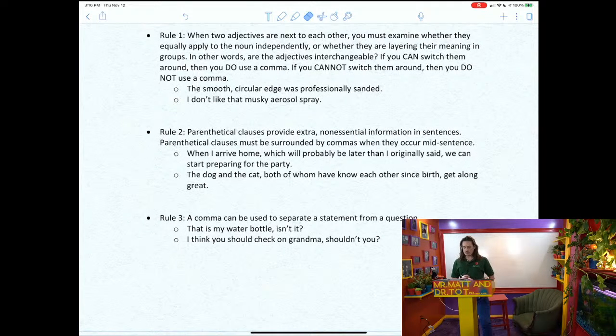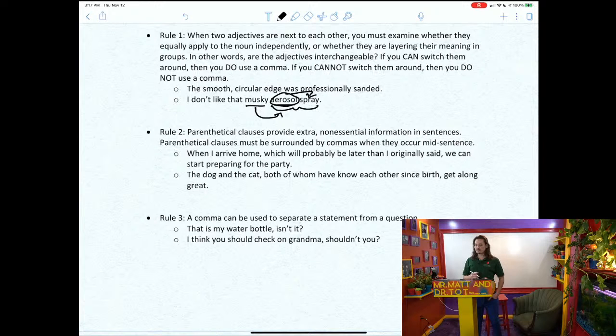The second example, however: I don't like that musky aerosol spray. So here, musky and aerosol are two adjectives that are modifying spray, but they're not modifying spray equally. Here, aerosol is directly modifying spray. It's an aerosol spray. Musky is modifying the total aerosol spray. So it's almost like an onion layer effect going on.